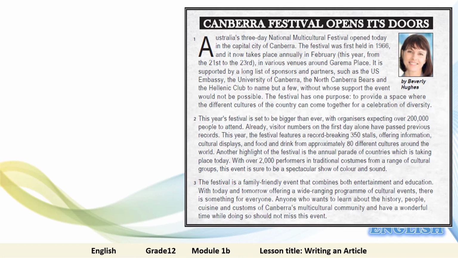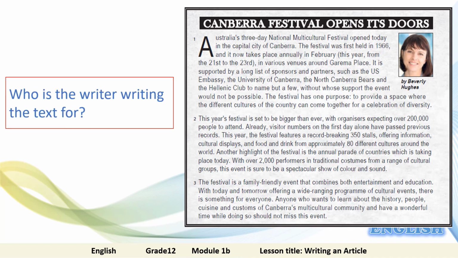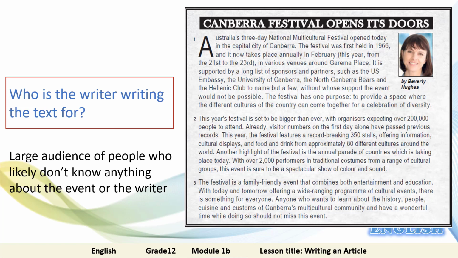Can you skim the text again? And let's answer this question. Who's the writer writing the text for? Who is the text aimed at? Who exactly is the audience? Am I addressing housewives here? Am I addressing businessmen? Am I addressing students? Or am I addressing large audience of people who do not know anything about the event or the writer?